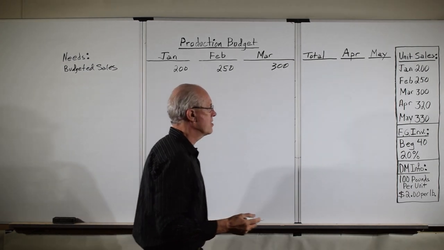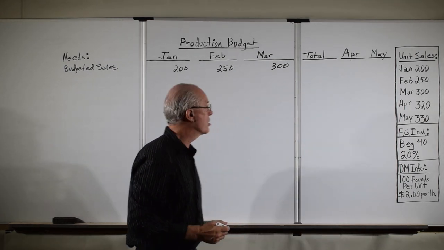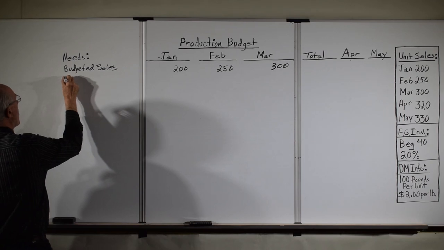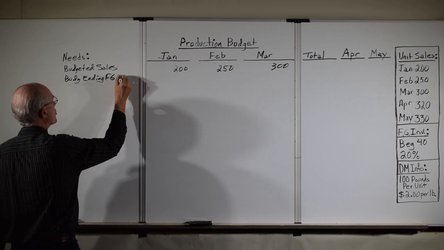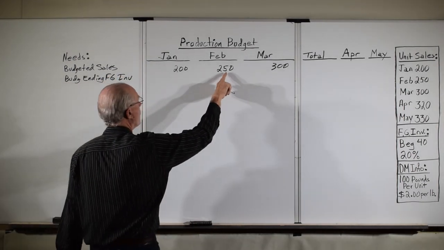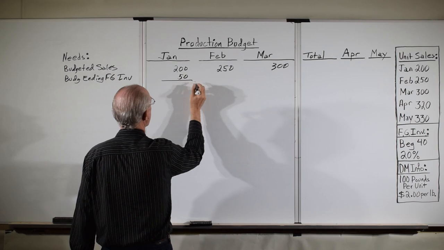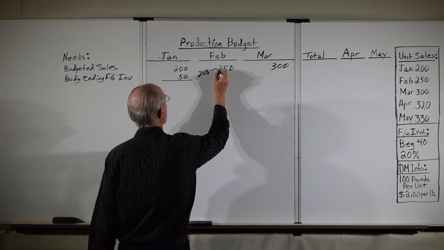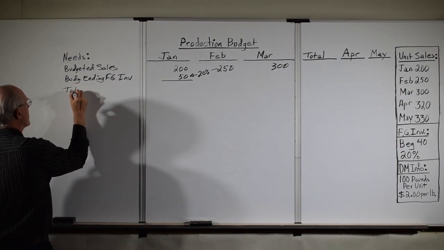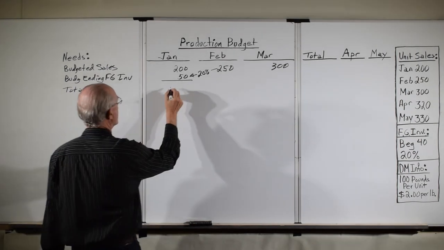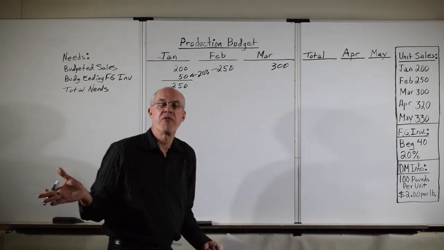In our case, the company has decided to maintain an ending inventory of finished goods of 20% of next month's sales. So we're going to need units for our budgeted ending inventory. Maybe I should say FG for finished goods inventory. And so 20% of February sales of 250 is 50 units. So we're going to need those 50 units. This is 20% of February sales. And when we combine these two, it's going to give us our total needs. And we're going to need 250 units.